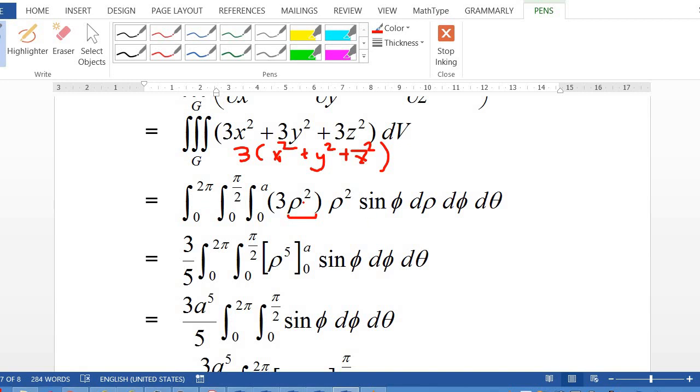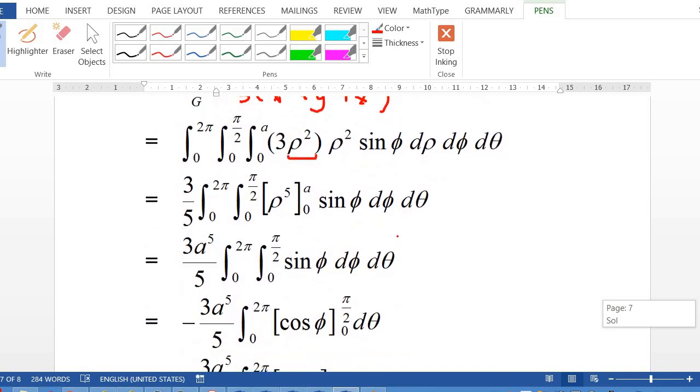Now integrate 3 rho to the power 4 with respect to rho, where phi is constant. You get 3 rho to the power 5 divided by 5, so we factor out 3 over 5. Plug in the limits of rho from 0 to a, so you get a to the power 5, so 3a to the power 5 over 5.